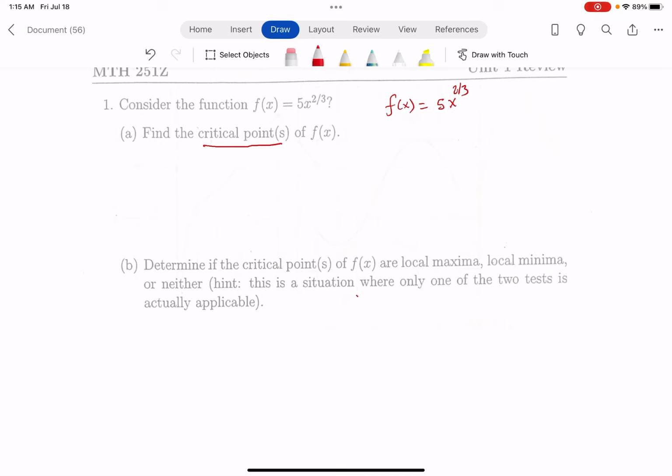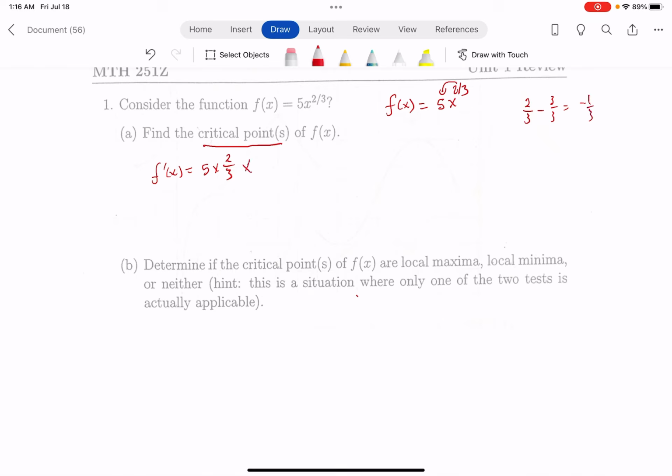Remember, to find the critical point of a function, you have to find the derivative. So what is the derivative of this function? f'(x). You bring the 2/3 down, 5 times 2/3, and you subtract 1 from the 2/3. 1 is 3/3, and that is minus 1/3.